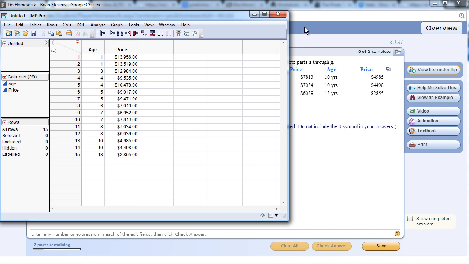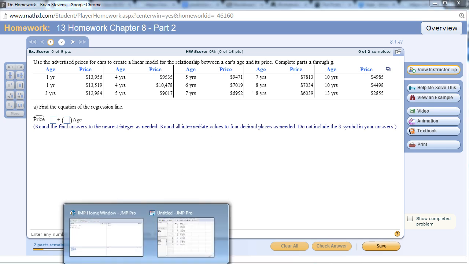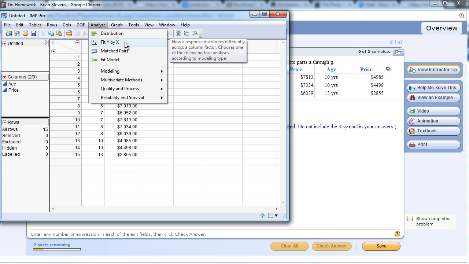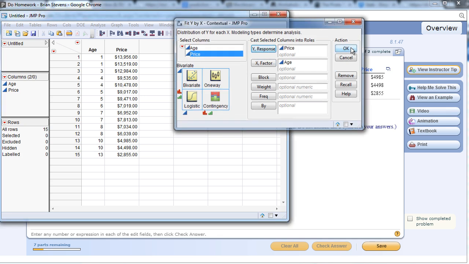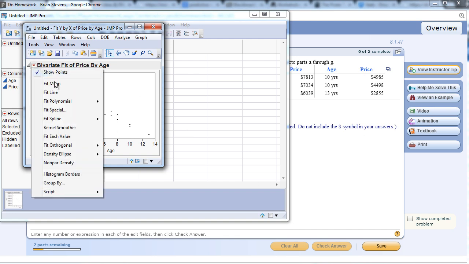So let's go ahead and take a look at this problem. Find the equation for the regression line. Now you could work this out by hand and it would take quite a while, or you can go to Analyze, Fit Y by X. We need to use age to predict the price of a car. So when we use age to predict the price of a car, we will get this sort of relationship right here. With that in mind, we can now fit a line.